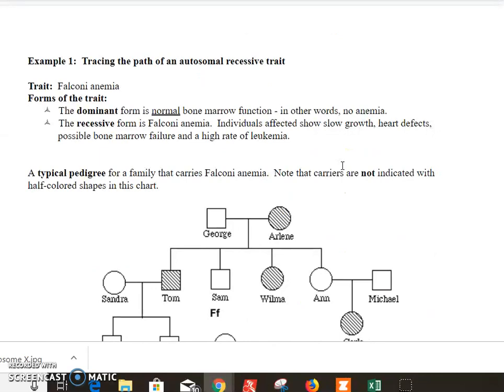Let's look at our first example, tracing the path of an autosomal recessive trait. In this case, the trait is called Fanconi anemia. The dominant form is normal bone marrow function. Pardon me, I can't speak apparently. In other words, no anemia. The recessive form is the resulting ailment of Fanconi anemia. It gives you some background information if you're curious there.